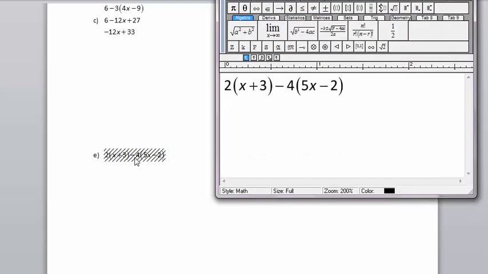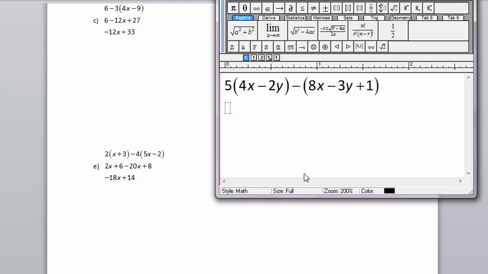In part E, we've got 2 distributes to do. So the first one, 2 times x is 2x, plus 2 times 3 is 6. Then we have minus 4 times 5x is 20x, and negative 4 times negative 2 is positive 8. When I combine my like terms, we'll do our x's first. 2x minus 20x will be negative 18x, and 6 plus 8 is 14.